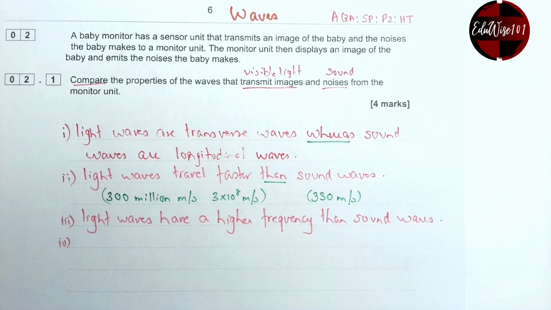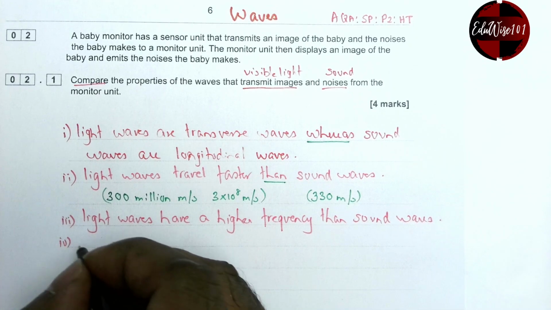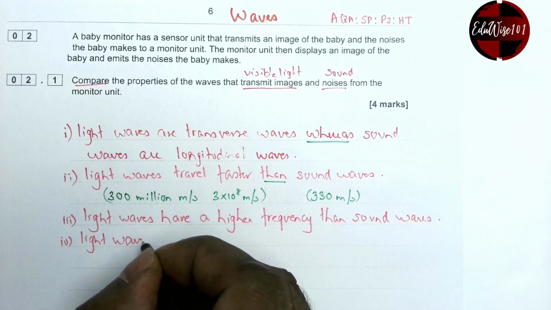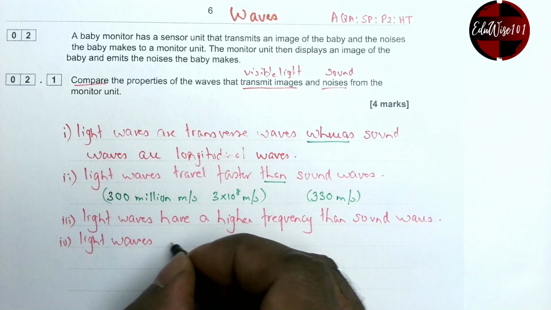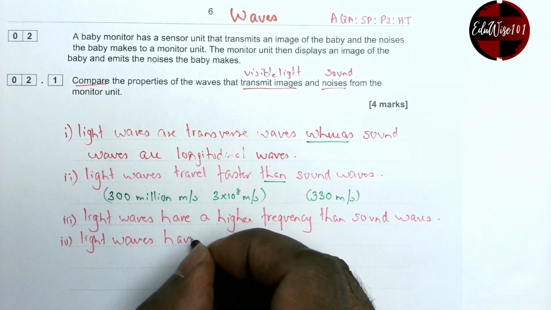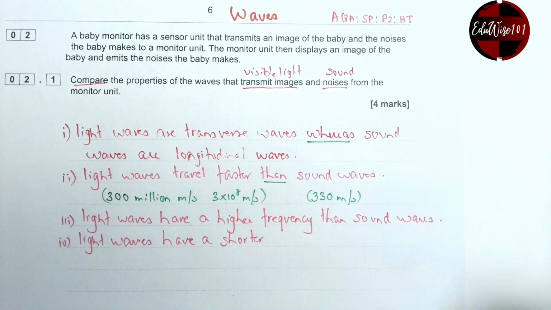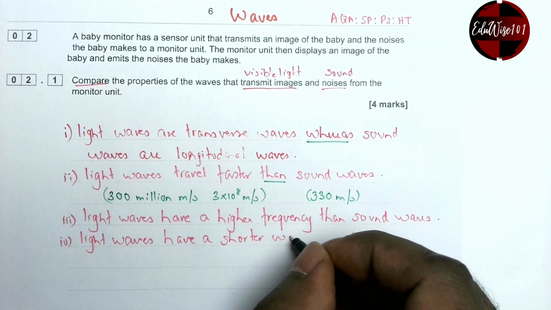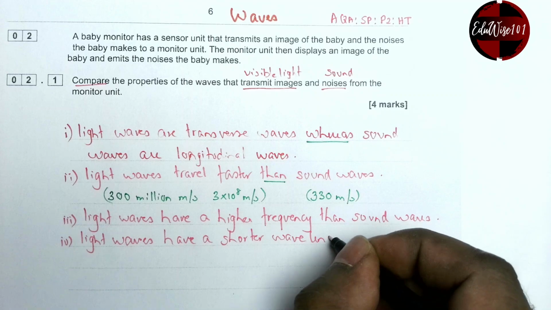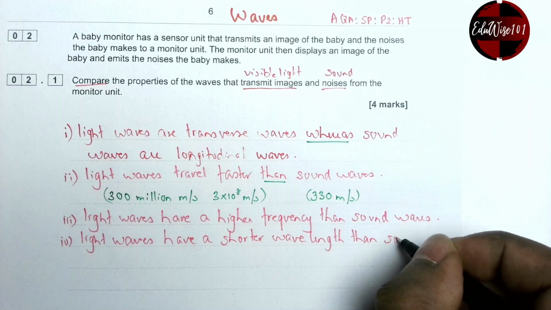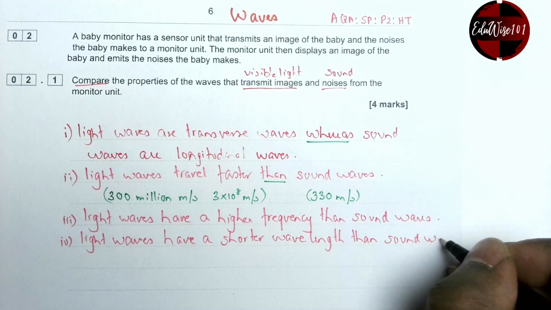Fourth point, light waves have a shorter wavelength than sound waves.